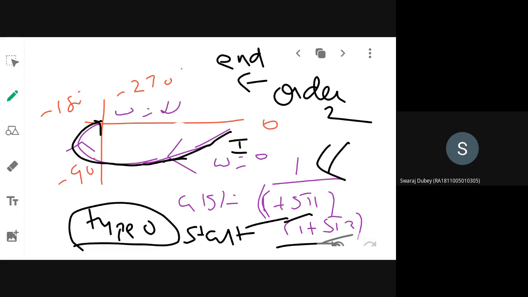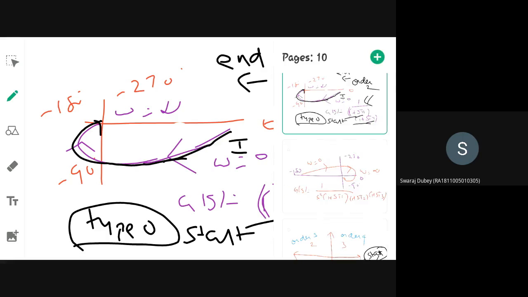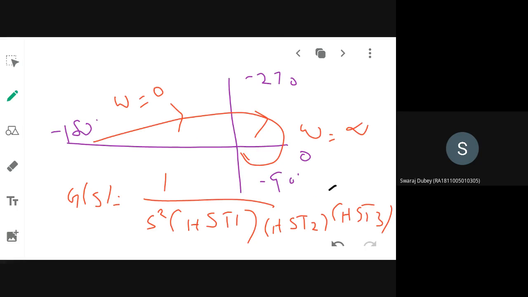Okay. One more we will discuss. What is the order and what is the type of the system?